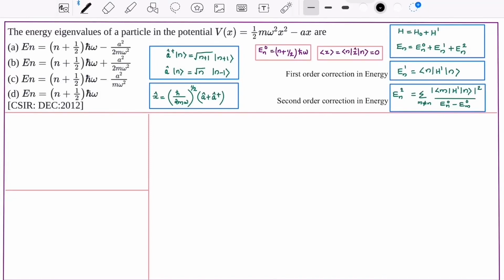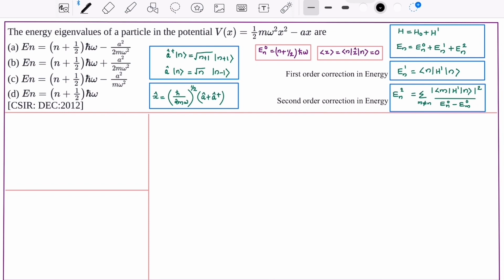Problem 48, Quantum Mechanics. The question is: find the energy eigenvalues of a particle in the potential V of x equal to half m omega square x square minus ax. Here we have to find out the energy eigenvalues. The potential V of x is given.